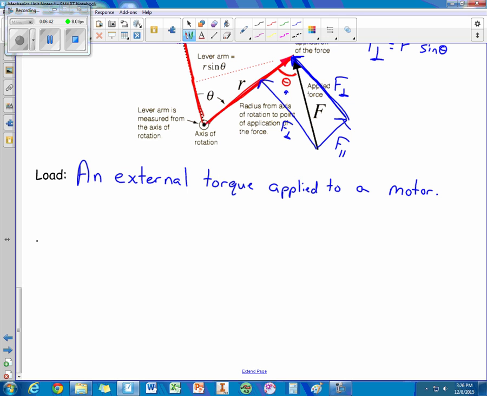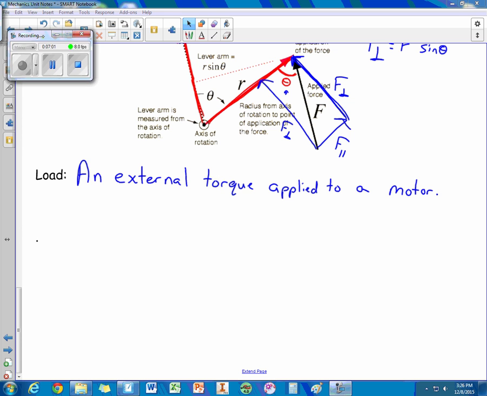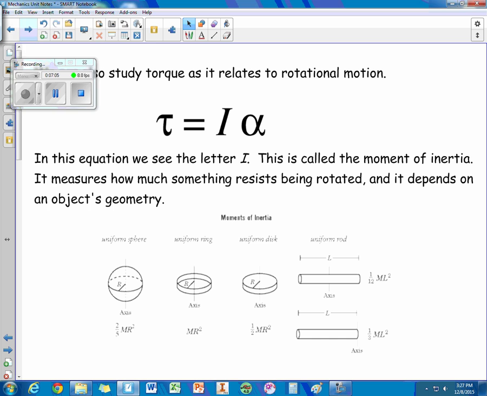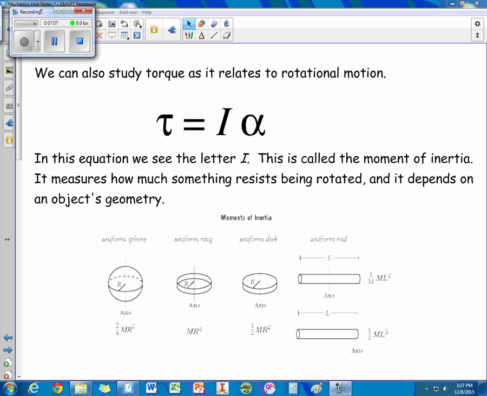We define load as an external torque that we apply to a motor. That's going to be very important when we talk about the DC motors and how torque and load affects them. So whenever you hear the word load, just understand that I am meaning a torque. All right, now we can also study torque as it relates to the rotational motion of an object.